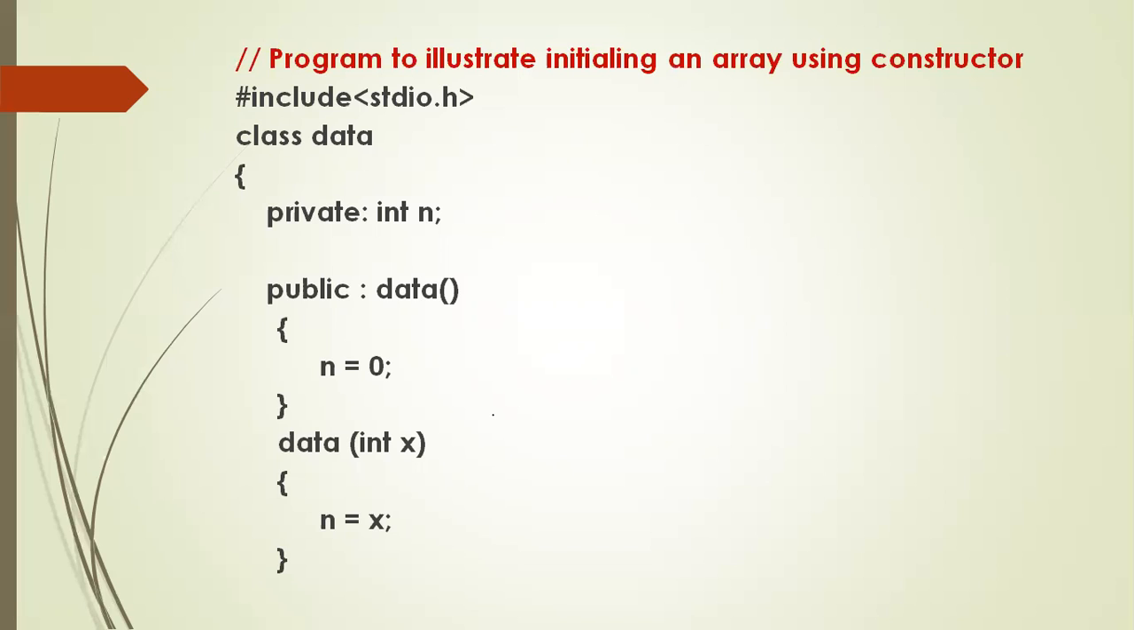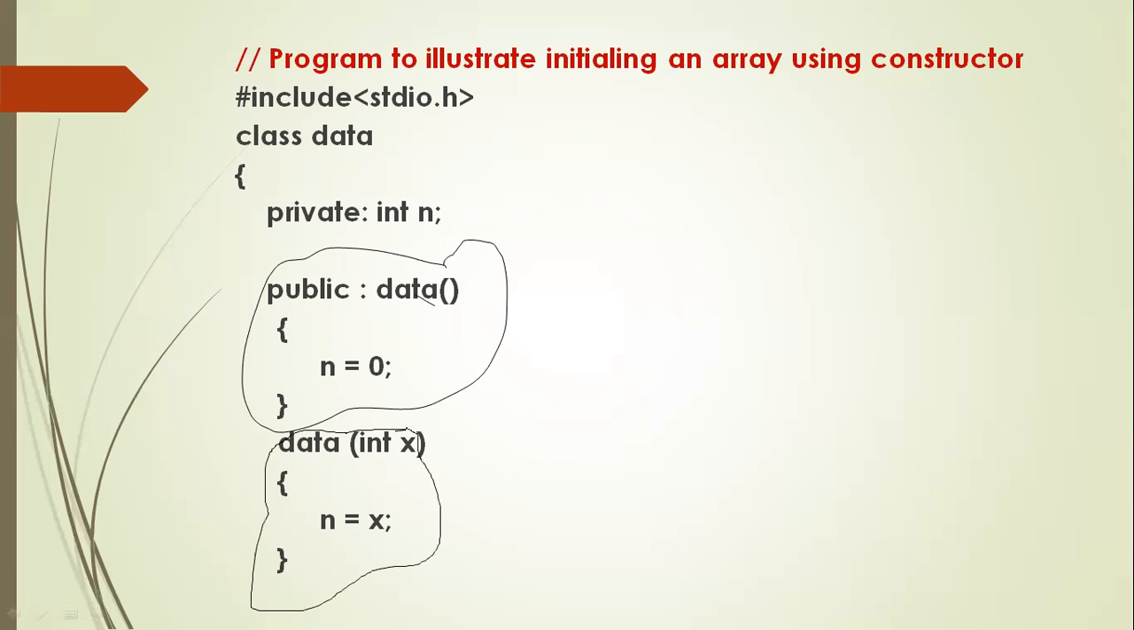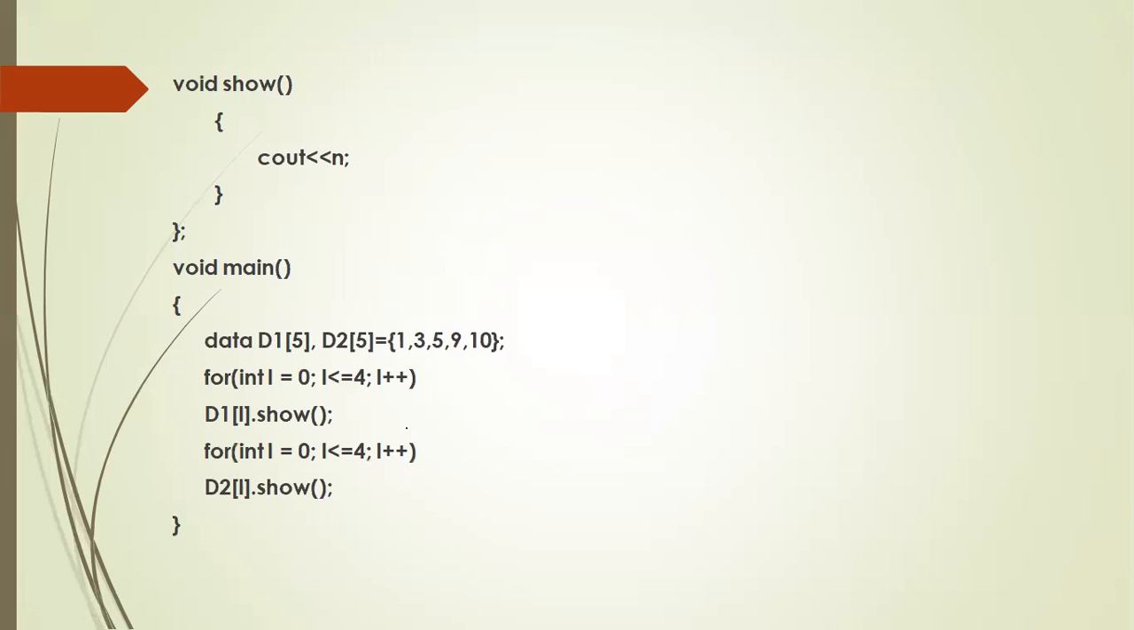Then you write one more constructor where you pass one parameter called x of integer type. Then the x value is assigned to n. This is an example of a parameterized constructor. So the first constructor is an example of a default constructor, and the second constructor is an example of a parameterized constructor. Here the parameter value is x. The third one is a member function, where you display the value of n. Next, void main, data d1 square bracket 5.